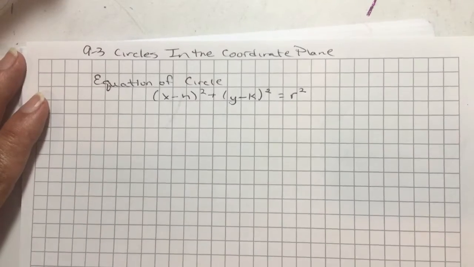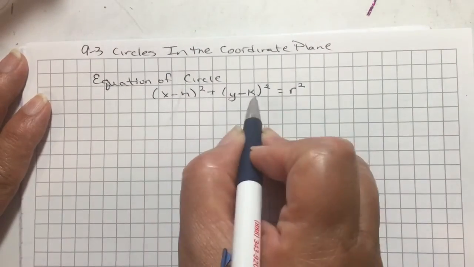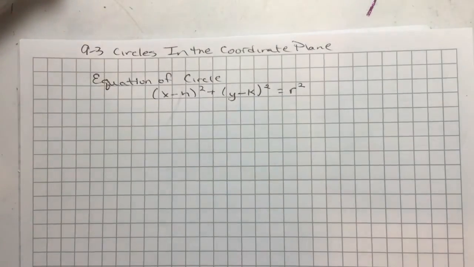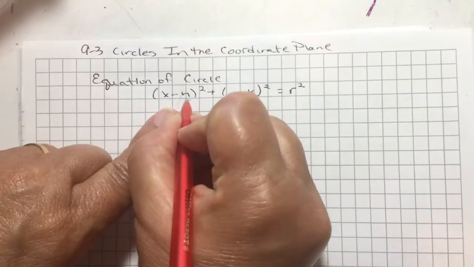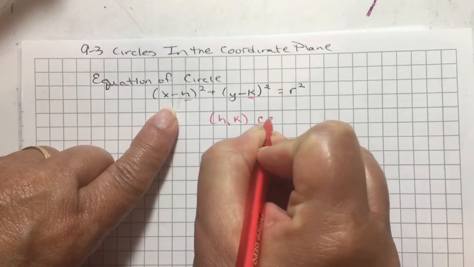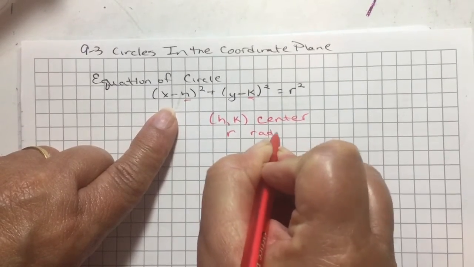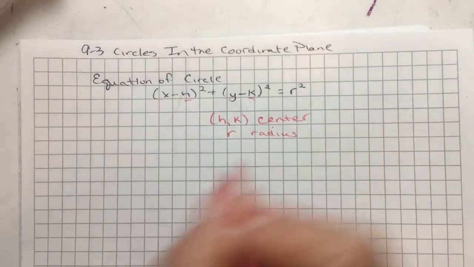As you can probably guess, its proof is going to come from the Pythagorean theorem. Look, a² + b² = c². But for our purposes, we're just going to work with the formula. The h and the k give you the center of the circle. The r gives you the radius.